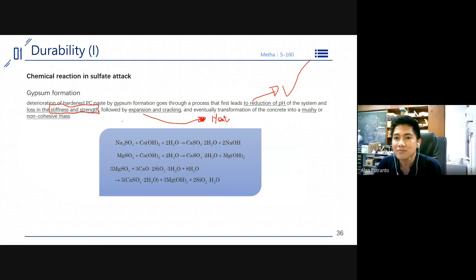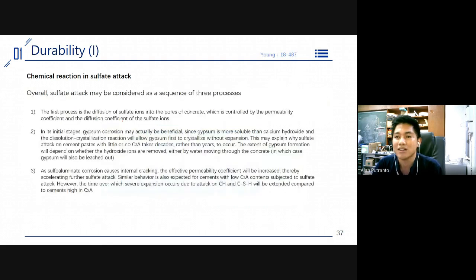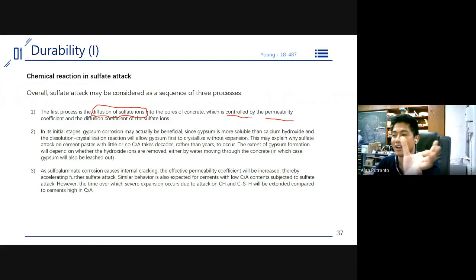Okay, let's talk about the gypsum formation next. Overall, sulfate attack may be considered as a consequence of three processes, as you can read in my PPT. The first process is diffusion of sulfate ions, and after diffusion, the sulfate ion is controlled by the permeability. Like I said before, permeability is an important factor for the durability problem. And then the second one is the gypsum corrosion.